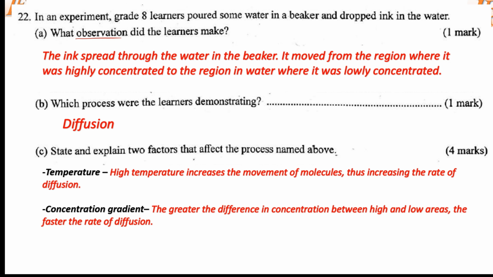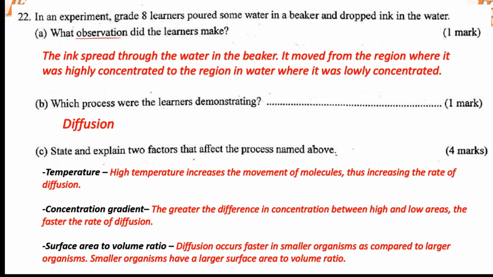The greater the difference in concentration between high and low areas, the faster the rate of diffusion. Like in this case, where the ink is dropped, that is where we have high concentration. Where there is no ink on the other part of the beaker, that's where we have low concentration. So if that gradient or slope is large, then diffusion takes place very fast.